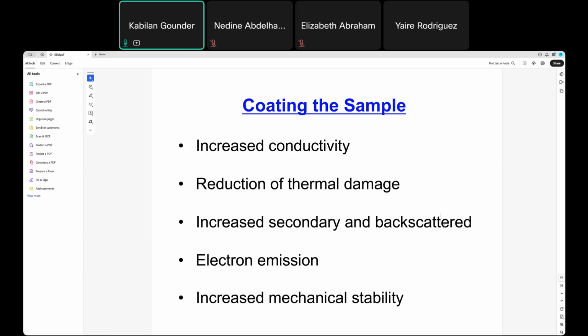Increased conductivity of electrons, reduction of thermal damage due to the electrons striking the samples frequently, and also increased secondary and backscattered signals when you coat your samples. Also the electron emissions, when you strike and they are emitted, that is also increased, and mechanical stability. So these are all very, very important when you coat your samples. This is similar to when you stain your samples in light microscopy.